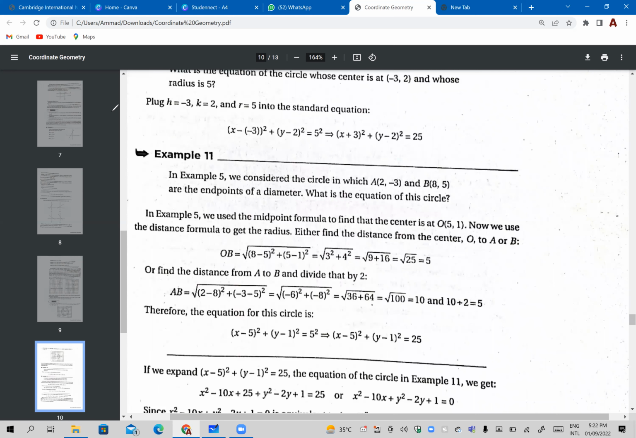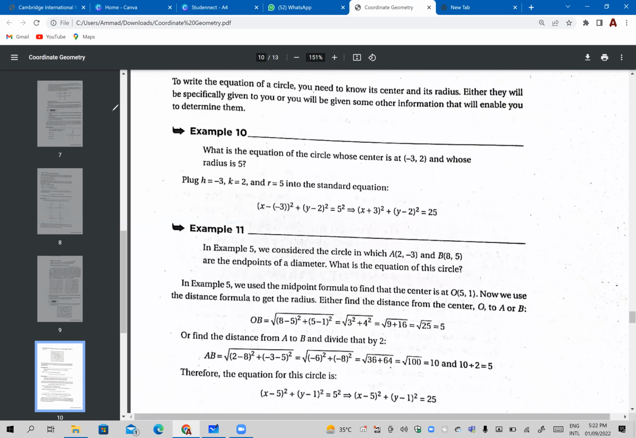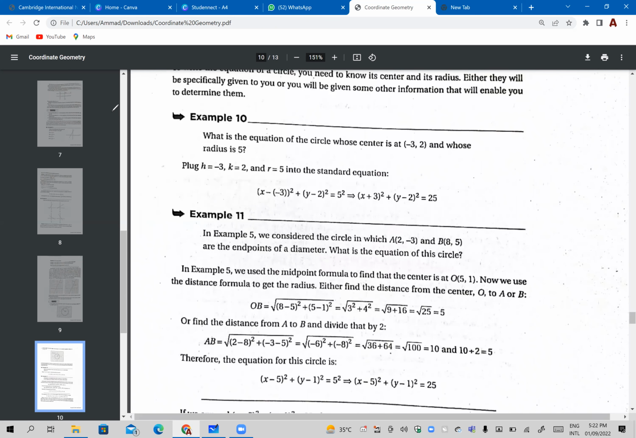Let's look at example 11. We're going to solve it separately. All right. Sorry. Yeah. Example 5. 11.